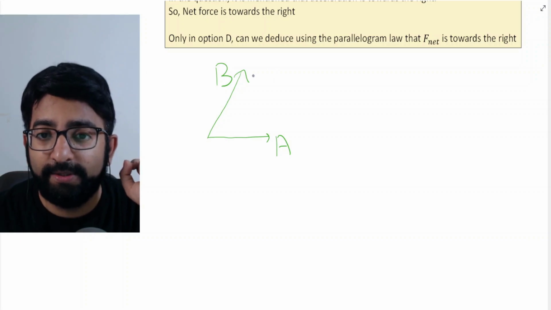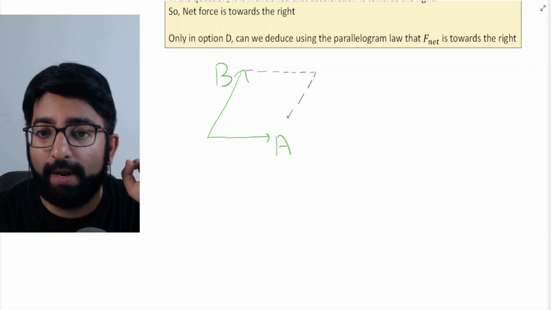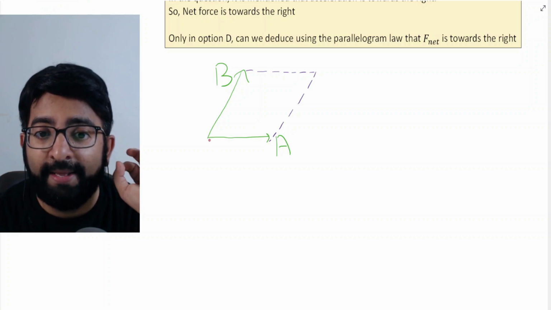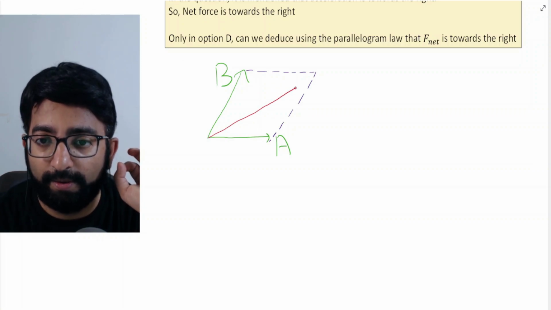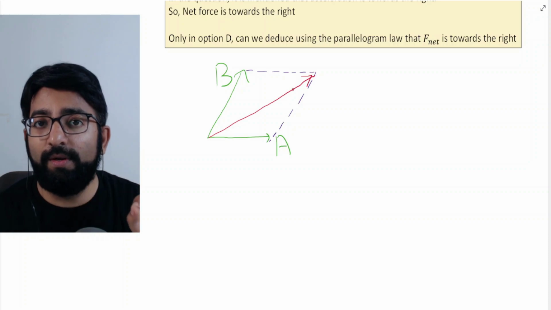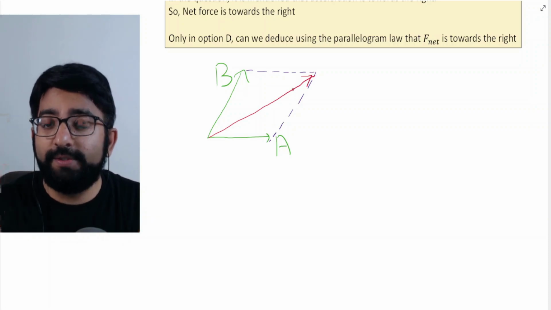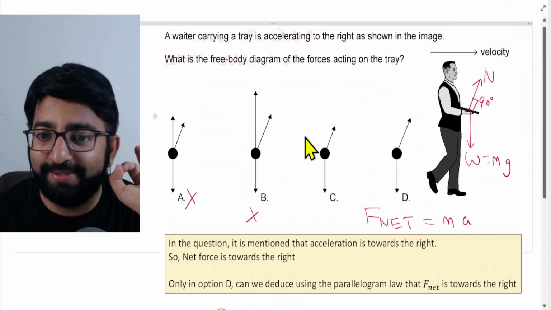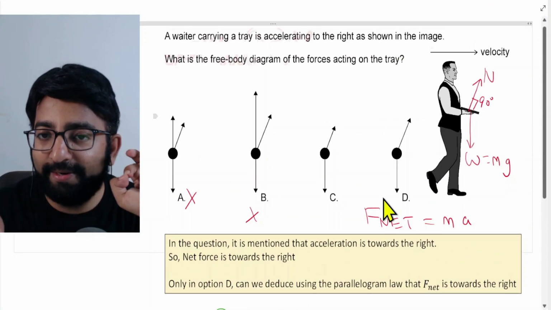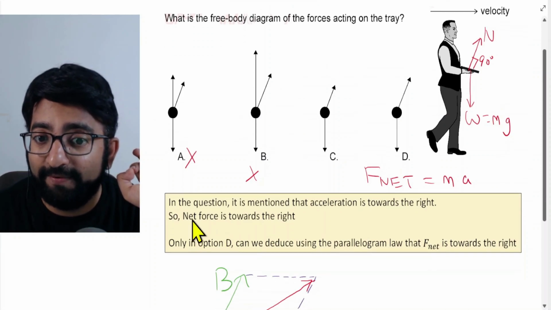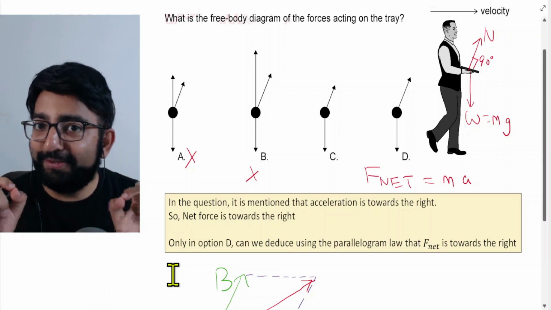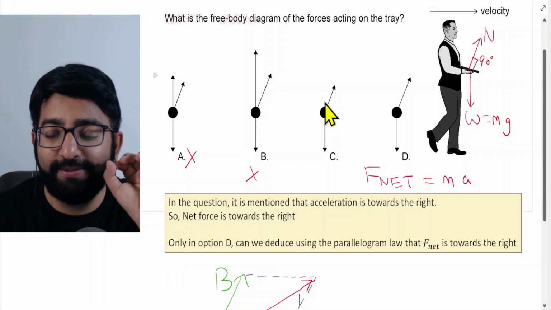The trick here is, step one, complete a parallelogram. Make a parallelogram using the two sides of the vectors. And once the parallelogram is drawn, we draw the diagonal like this. This diagonal gives you the direction of the resultant force. So going back to the question, the answer is either C or D. We need to identify an option where the net force is towards the right hand side. So, how do we do that? All we need to do is draw a parallelogram using the vectors involved.